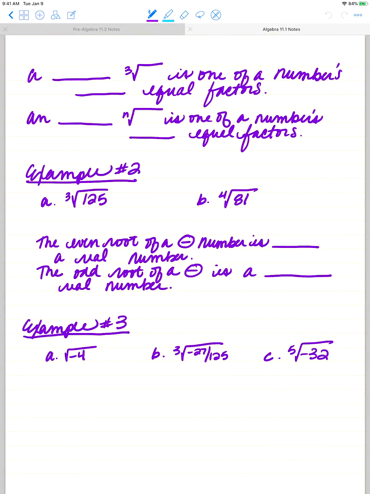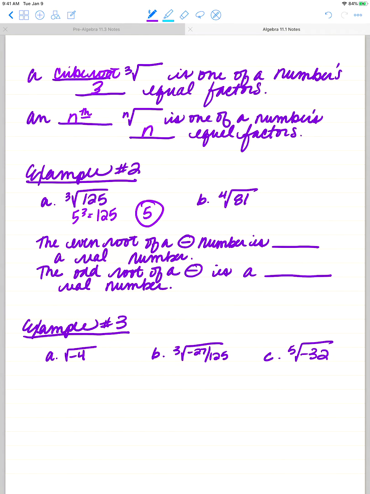okay? Sometimes we use other roots, okay? We have a cube root, which is one of a number's 3 equal factors, and we can also have an nth root, which is one of a number's n equal factors. So example number 2 is, what is the cube root of 125? So what do we multiply by itself 3 times to get 125? 5 cubed is 125. So the cube root of 125 is 5, okay?